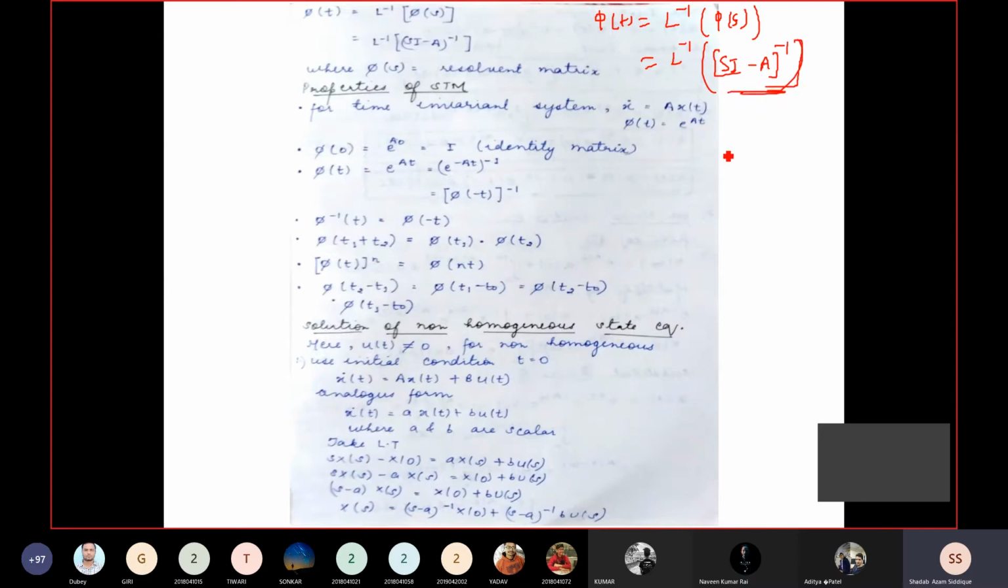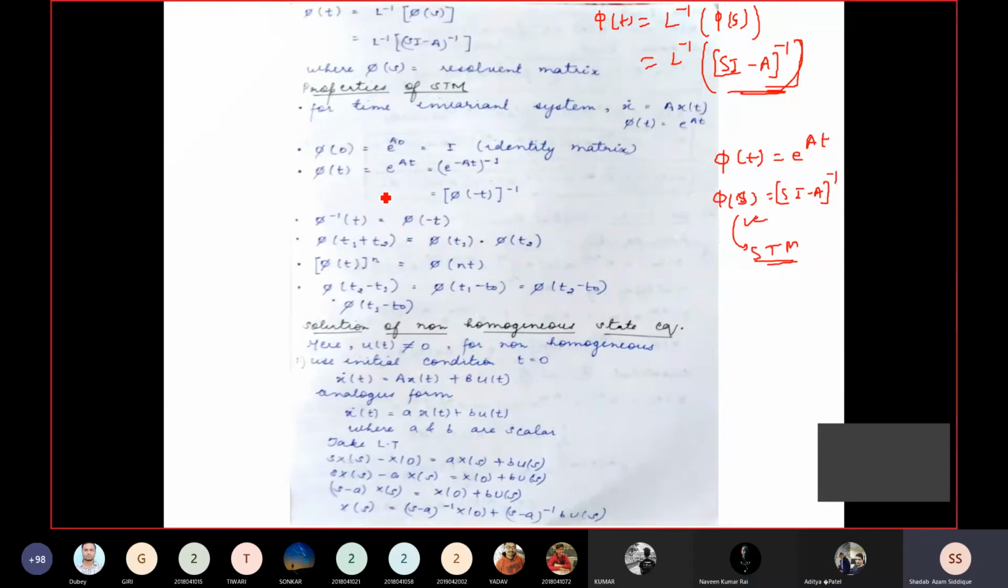So you can write phi of t in the time form as e to the power At, and in the Laplace form you can write phi of s is equal to (sI minus A) inverse. Okay, this is called the state transition matrix, and there are some properties of the state transition matrix. We will go through them one by one, and this can be asked for 2 marks.